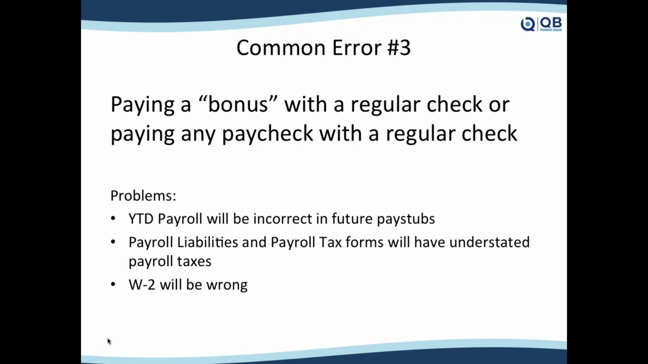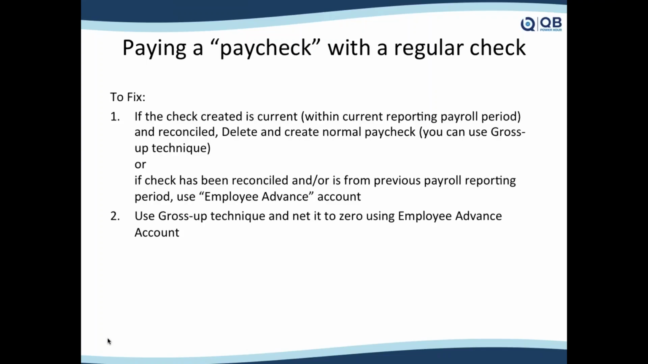So the way I recommend fixing it is to treat the bonus check as if it was an employee advance. Okay, we're going to change whatever they put there originally, whether they put cash or labor or office supplies or ask my accountant, change that to employee advance, and then create a gross up check that nets to 0 to figure out exactly what that should be.